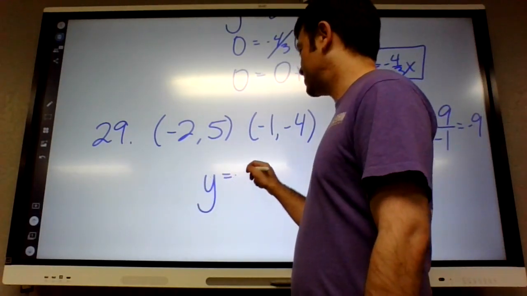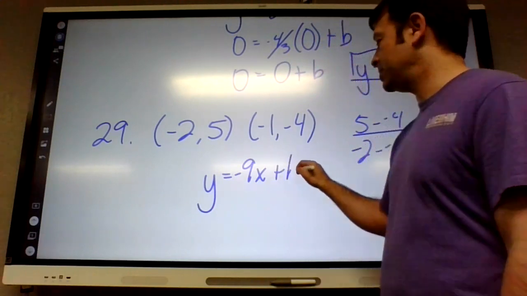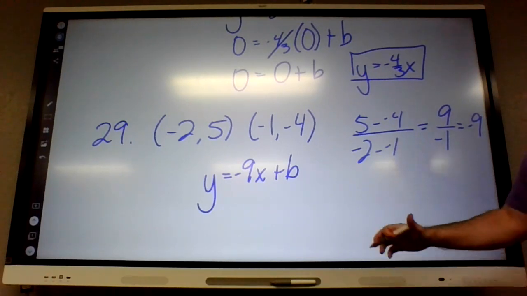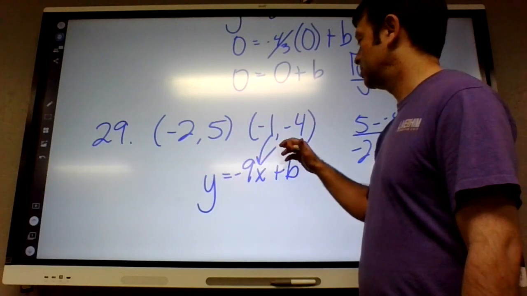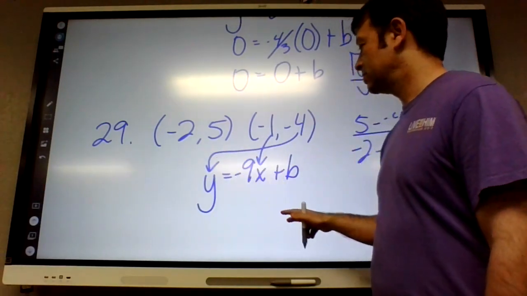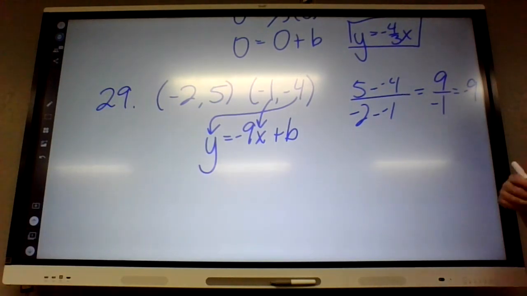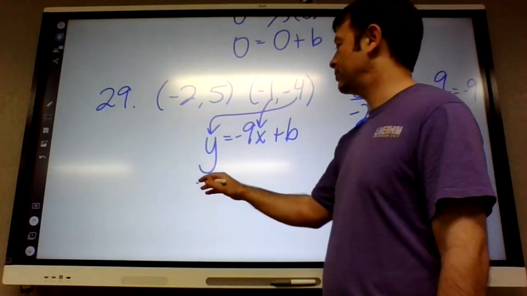So I have y equals -9x plus b. And we can plug something in. The -2. Either way, you should get the same answer, by the way, for b. Should not change the answer. So -4.